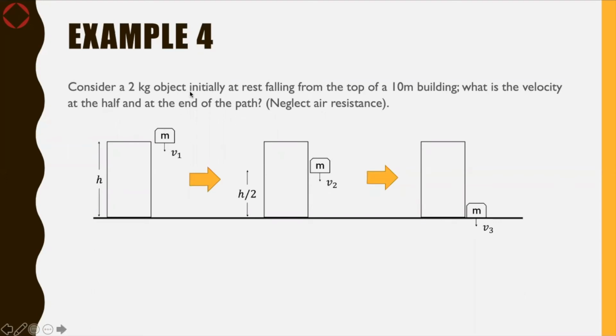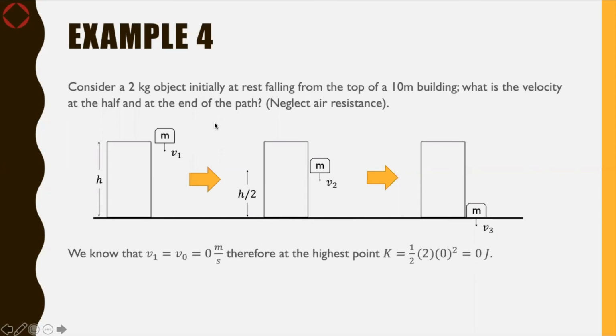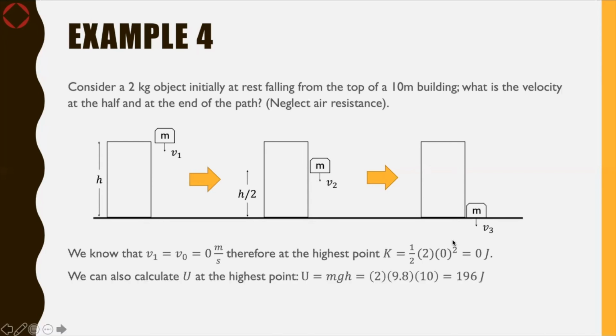At the top, it is not moving because it is initially at rest. So at the top, all the energy that we have is just potential energy because there's no kinetic energy at all. When it is at the half, some energy is potential energy, some other energy is kinetic energy. And at the end, just before it hits the ground and it bounces or it breaks, whatever happens, at the instant that it is touching the ground, all the energy is just kinetic energy.